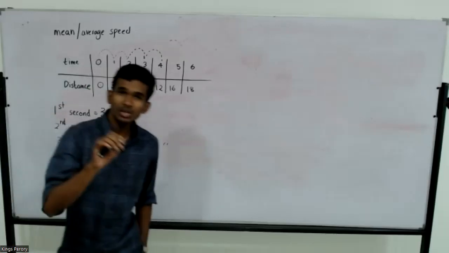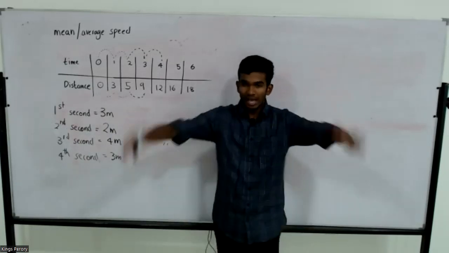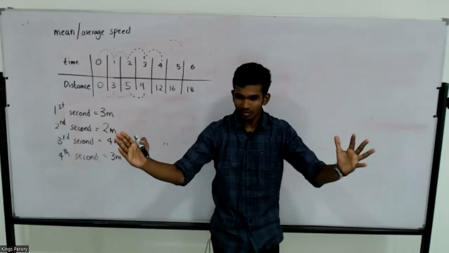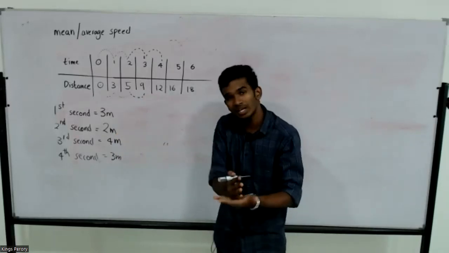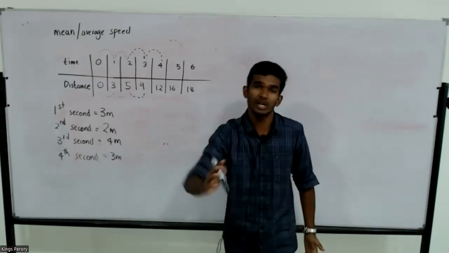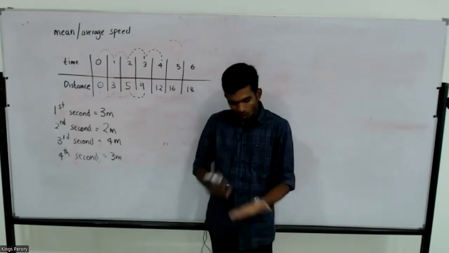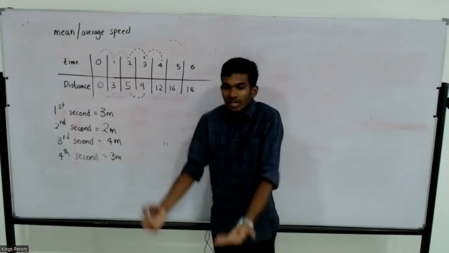Then we define something called mean speed or average speed. What does average speed mean? On average, what speed he went throughout the journey, he maintained almost this speed. That is what we define by average speed. Did he really go by that speed? No. Almost he went at that speed. That's what we try to tell by average.